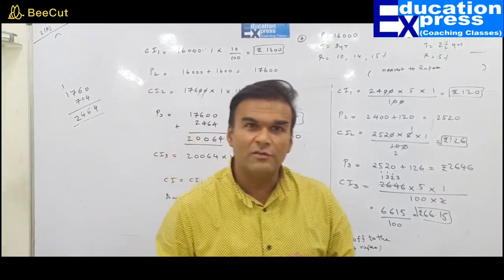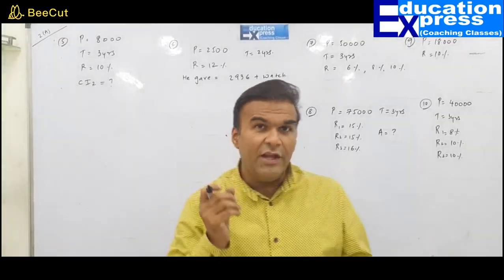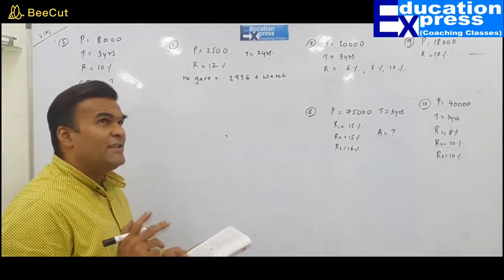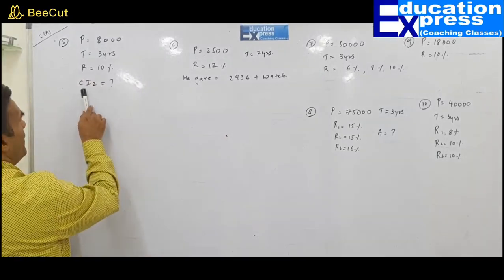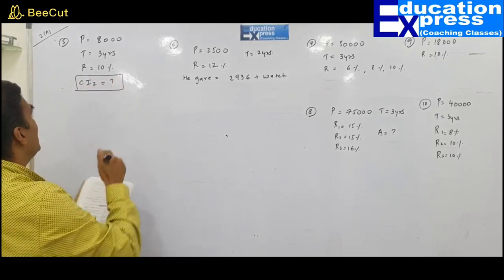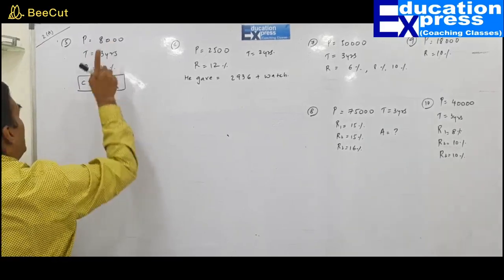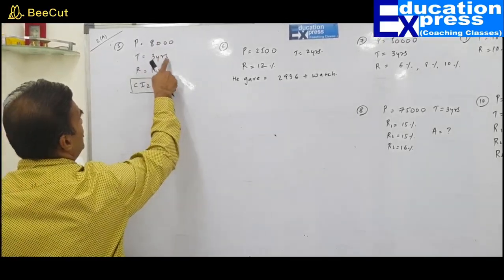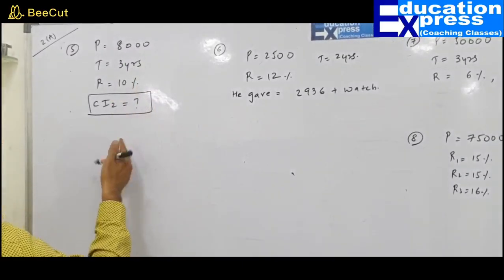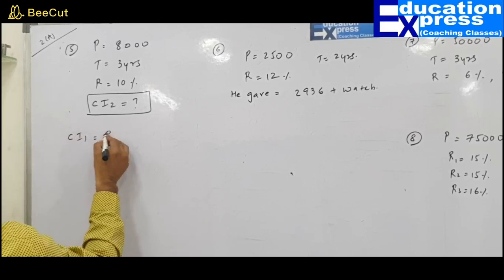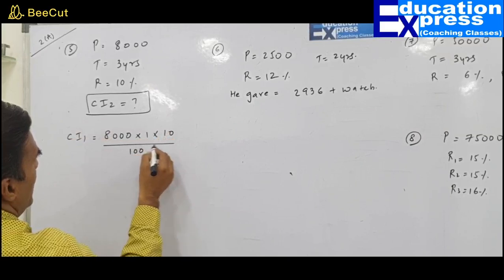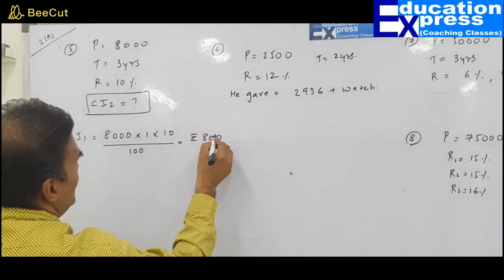Let's move on to the next question. Let us read question number 5. It says, calculate the compound interest for the second year. So I have to calculate compound interest for the second year, given that principal is 8,000, invested for 3 years, time horizon 3 years, at the rate of 10%. My dear friends, this is a very simple one. Find out CI: 8,000 into 1 into 10, the whole upon 100. That will give you rupees 800.